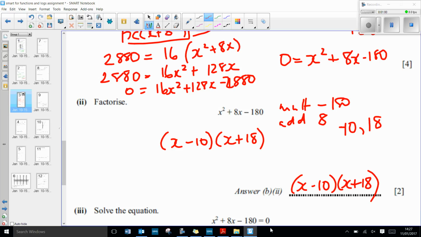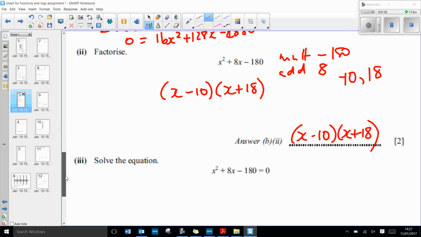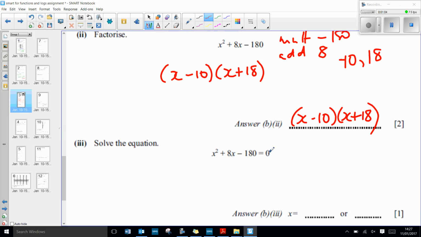Now, second one, we're asked to solve the equation equal to 0. So we need to recognize that this is the same expression. It's equal to 0. We've already factorized it, so it's the opposite values that we've got in the brackets. So it's positive 10 and negative 18.